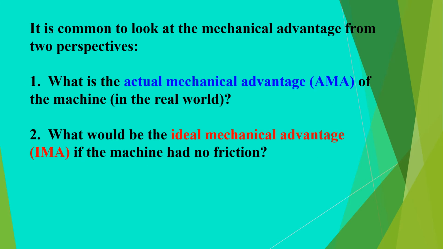It is common to look at the mechanical advantage from two perspectives. One, what is the actual mechanical advantage, AMA, of the machine in the real world? Number two, what would be the ideal mechanical advantage, or IMA, if the machine had no friction?